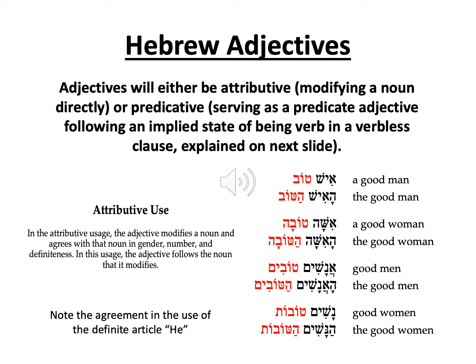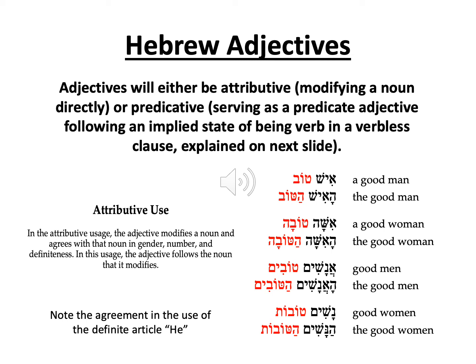If we have a woman, we would have to say Isha Tova. You'll notice that the two words have to agree with each other in number, whether they are plural or singular, and they have to agree with each other in gender, whether feminine or masculine. In the first example, Ish Tov, Ish is masculine, so Tov is masculine. In the second example, Isha Tova, a good woman, Isha is feminine, so Tova must be feminine.